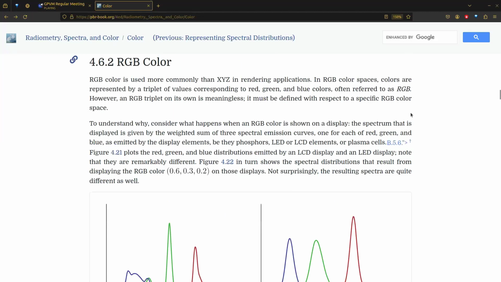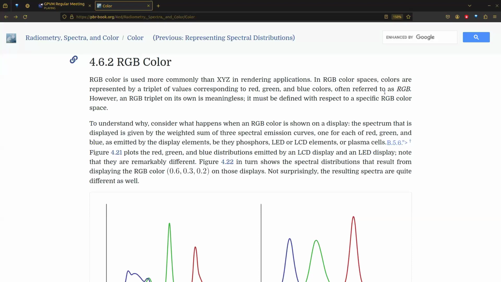Okay, so RGB is more commonly used than XYZ. Most things just deal in RGB. In RGB color spaces, colors are represented by a triplet of values corresponding to red, green, and blue colors, often referred to as RGB. An RGB triplet on its own is meaningless; it must be defined with respect to a specific RGB color space. To understand why, consider what happens when an RGB color is shown on a display. The spectrum that is displayed is given by the weighted sum of three spectral emission curves, one each for red, green, and blue, as emitted by the display elements, whether they are phosphors, LED or LCD elements, or plasma cells.